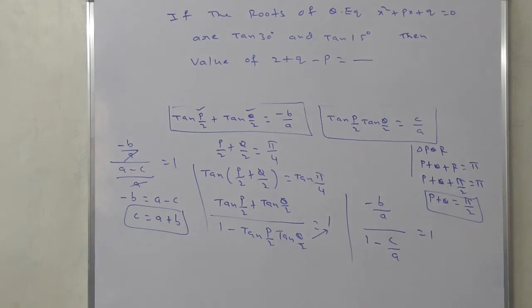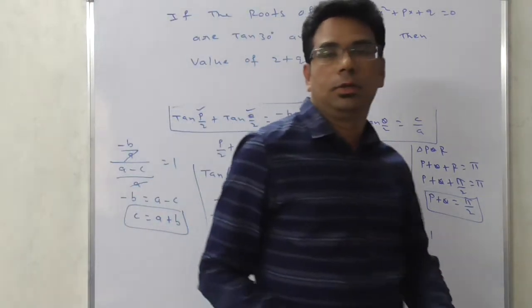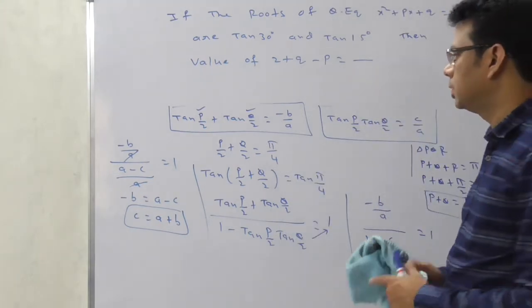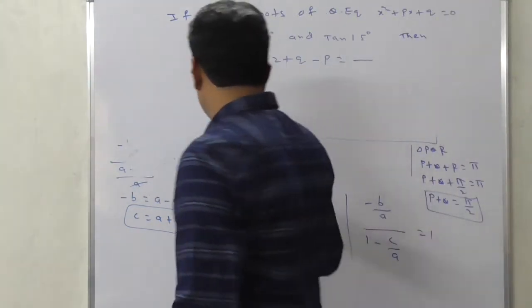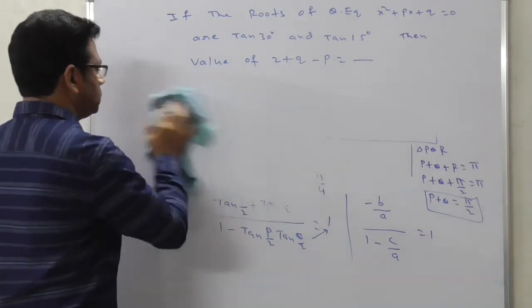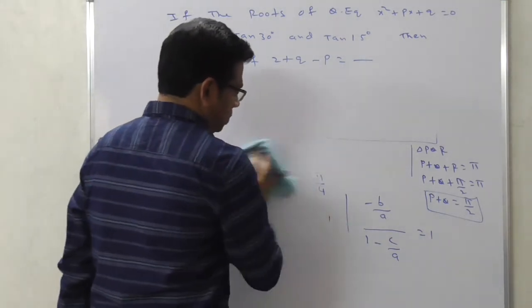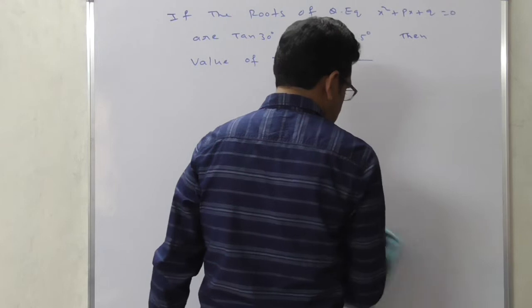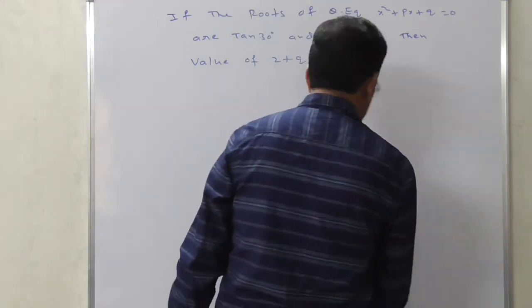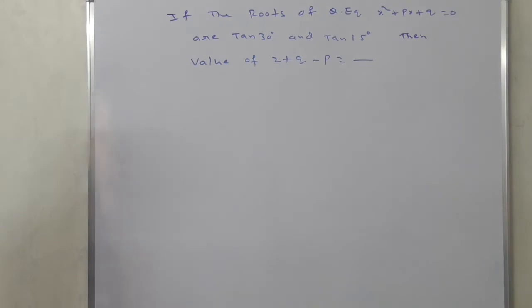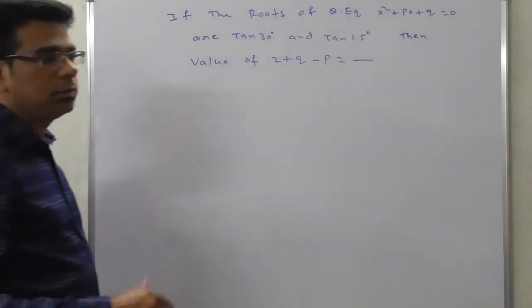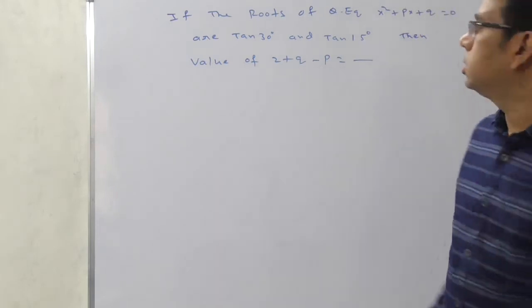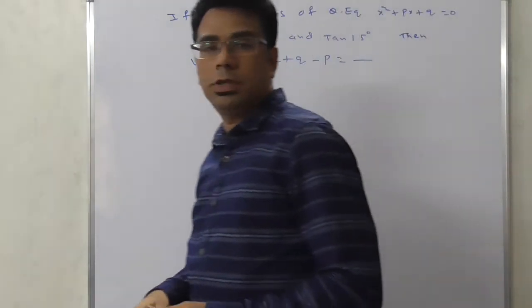It is similar to the previous one. Just follow this. Follow the same technique and you will definitely get the answer. One of the best models from quadratic equation. In general, the maximum questions are asked on this model only, on the basis of sum of the roots and product of roots. Here also, tan 30 and tan 15 are roots of the given equation.